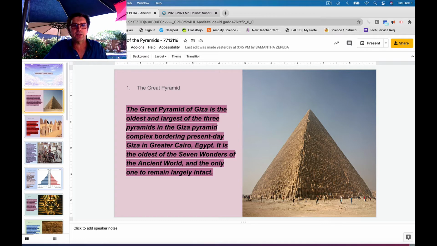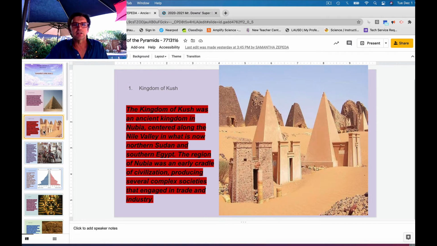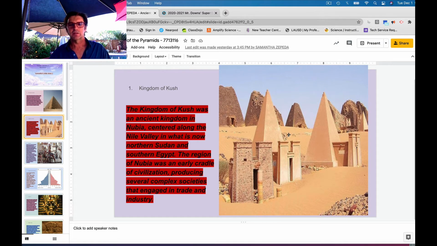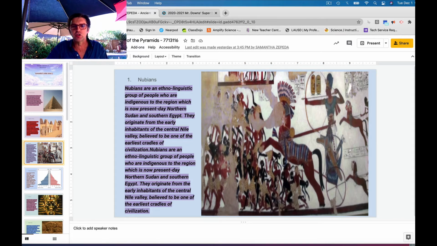There's our Great Pyramid. We'll look at that in a second. There's some of our Kingdom of Kush research. So here we have our Kingdom of Kush slide. We'll focus on that later, but notice they have smaller pyramids, different types of structures. Very fascinating. The Nubians came in and they actually conquered Egypt. The Black Pharaohs ruled, so that's a great little history slide. The Nubians, look at that. We can learn a lot from these pictures.